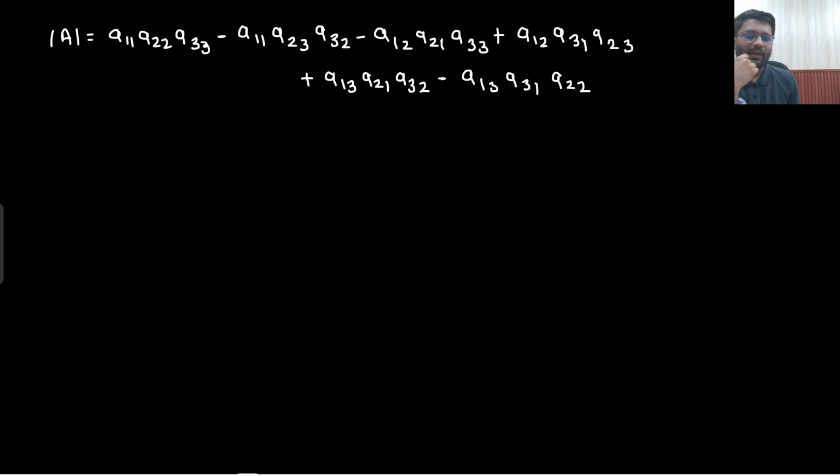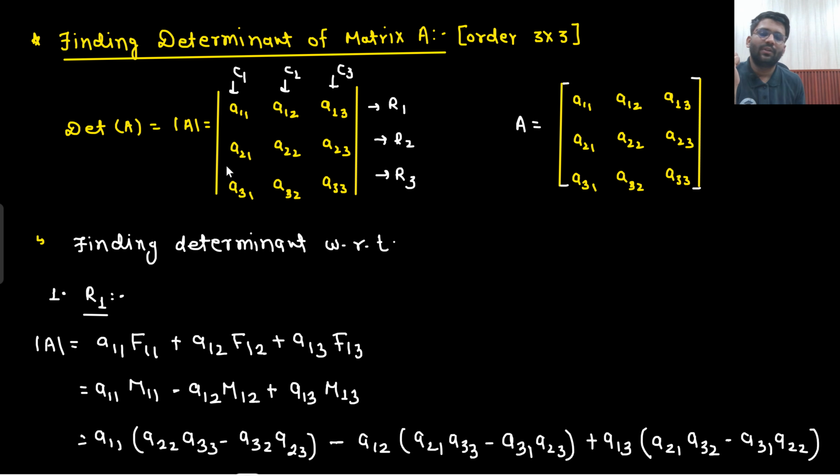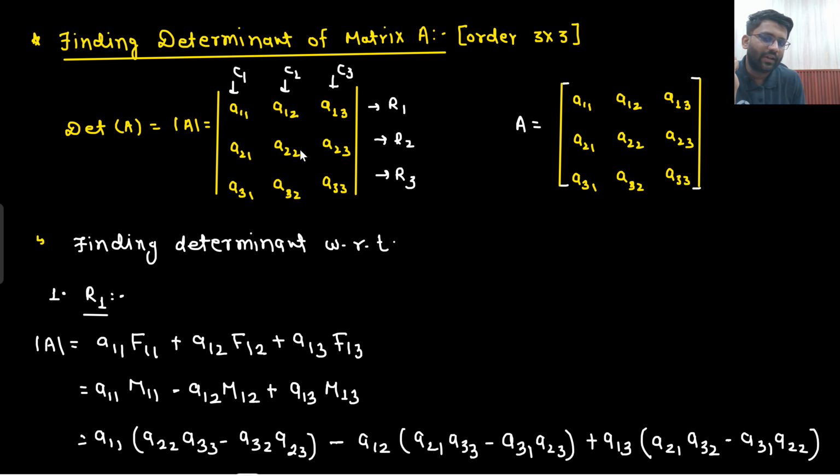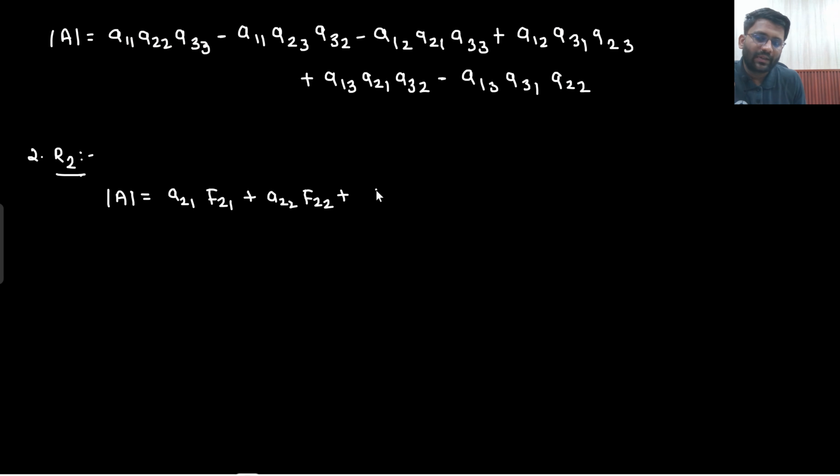Yes. Now a similar thing you can do with respect to row 2 as well. Now I am finding out the determinant with respect to row 2. So what will be the determinant of A with respect to row 2? What is the first element of row 2? That is A21. So A21 multiplied with the cofactor of A21 plus A22 multiplied with the cofactor of A22, plus A23 multiplied with the cofactor of A23.